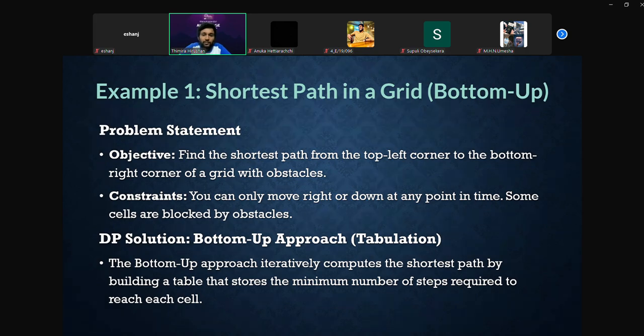The shortest path in a grid. Example: find the shortest path from the top left corner to the bottom right corner of a grid with obstacles. You can only move right or down at any point in time. Some cells are blocked by obstacles. So that is the problem that you have.